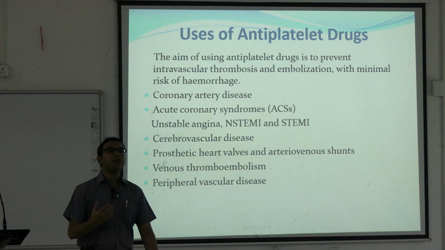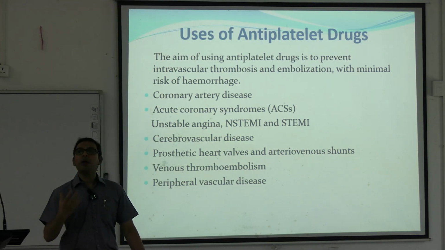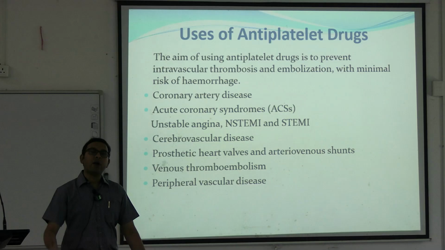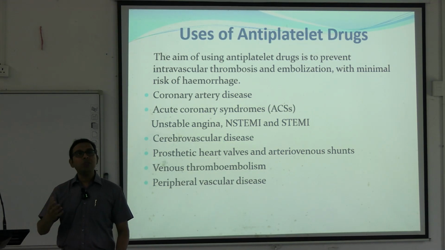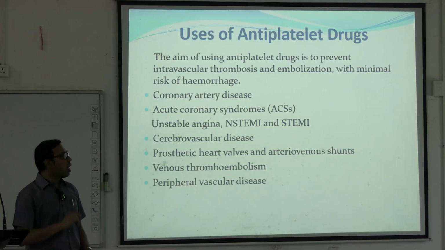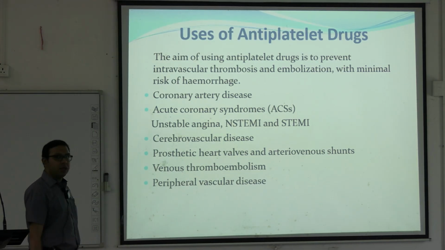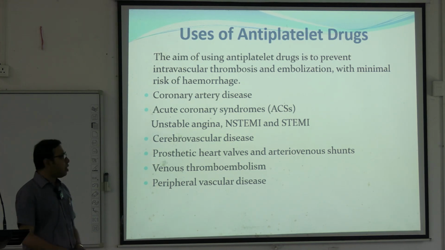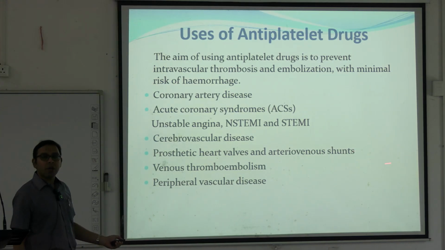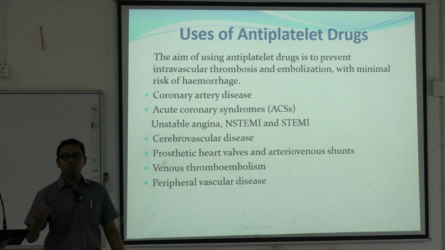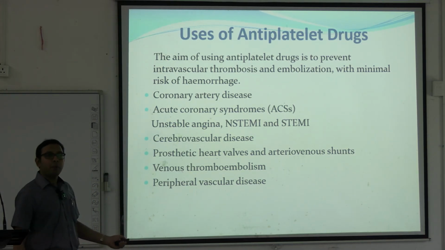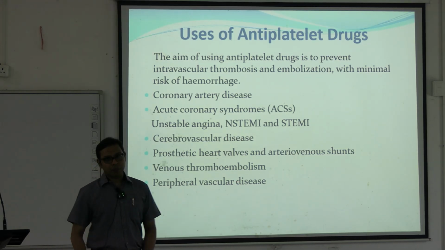In most cases, if the patient has ischemic heart disease, acute coronary syndrome, any history of myocardial infarction, or history of blockade in different types of vessels, we can use these antiplatelet drugs as prophylaxis as well as therapy: coronary artery disease, acute coronary syndrome or ACS, cerebrovascular disease, prosthetic heart valves and arteriovenous shunts, because if a heart valve is changed, there are more chances of embolism and thrombosis, venous thromboembolism and peripheral vascular disease. So these are the uses of antiplatelet drugs.